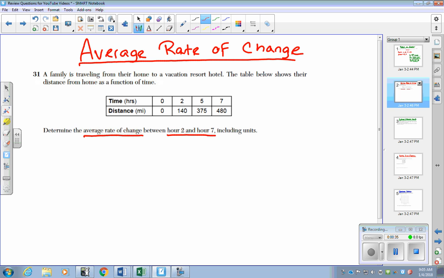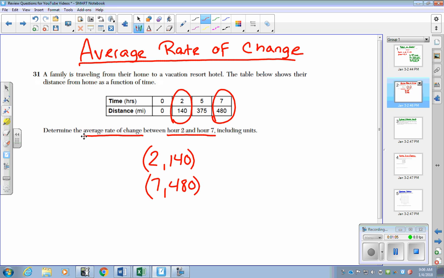So, a lot of times on the Regents, they'll give you multiple points, different representations. This one with a table is usually the easiest to do. So what you want to do is take those two coordinates that represent hour 2 and hour 7, and what we're going to do is write that as two coordinates.